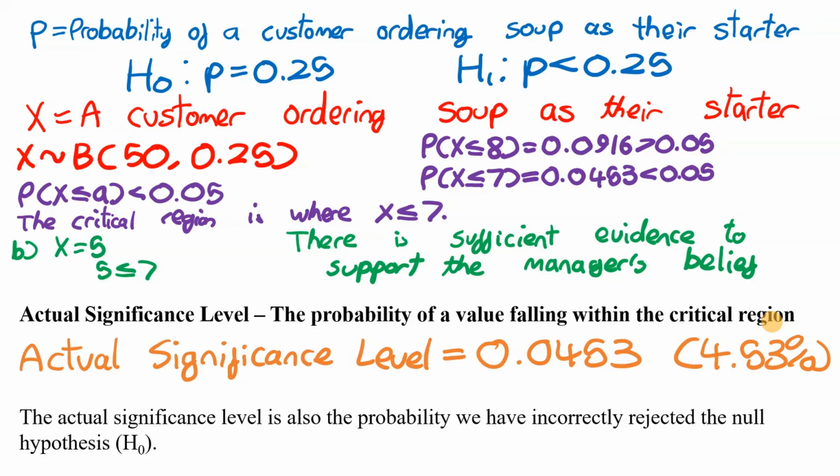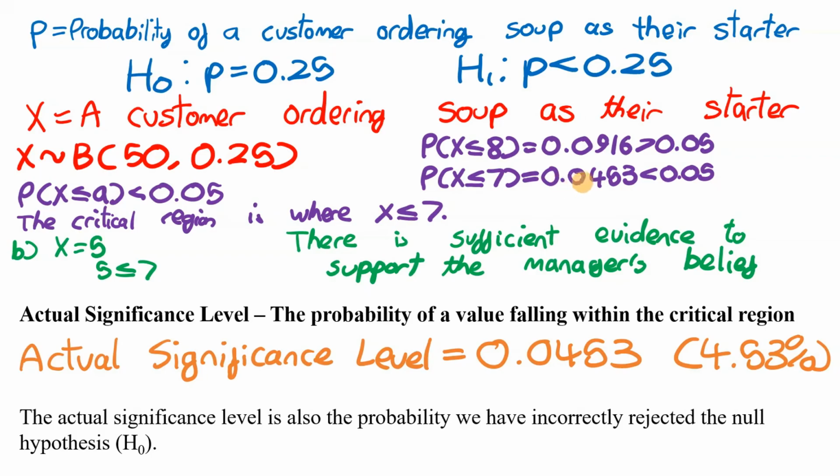Now, I remember when I was doing A-level stats, I didn't understand why this is the case. I just remembered this going into my exams. But if you think about it enough, this does actually make sense, okay? So this 0.0453, this is the probability of a value falling within the critical region. Remember, the critical region is where we reject the null hypothesis and we accept the alternative hypothesis, okay?